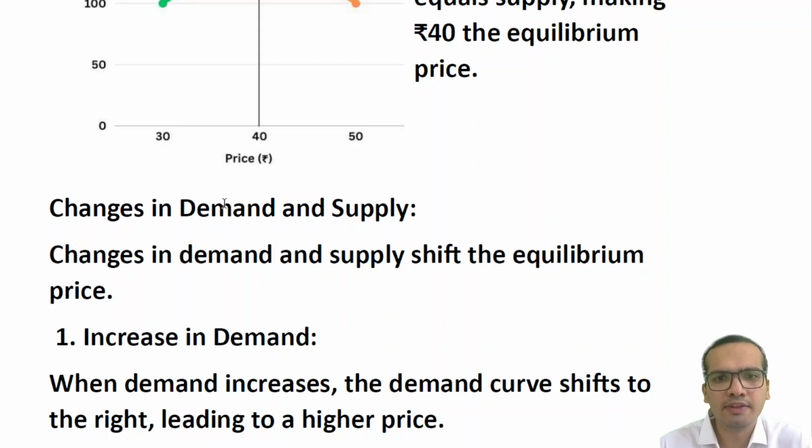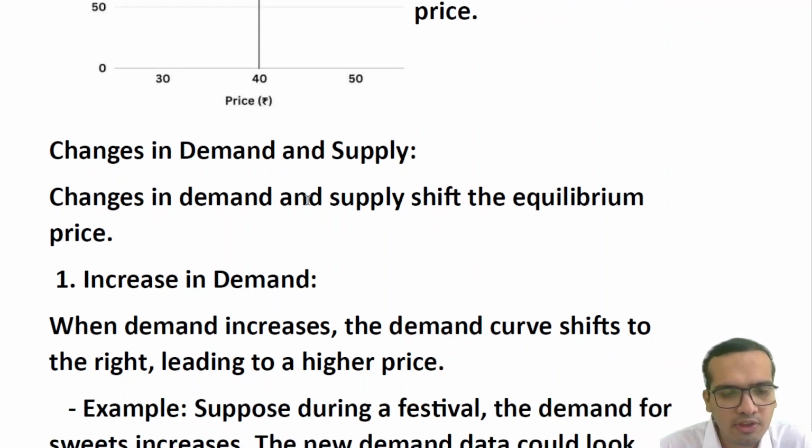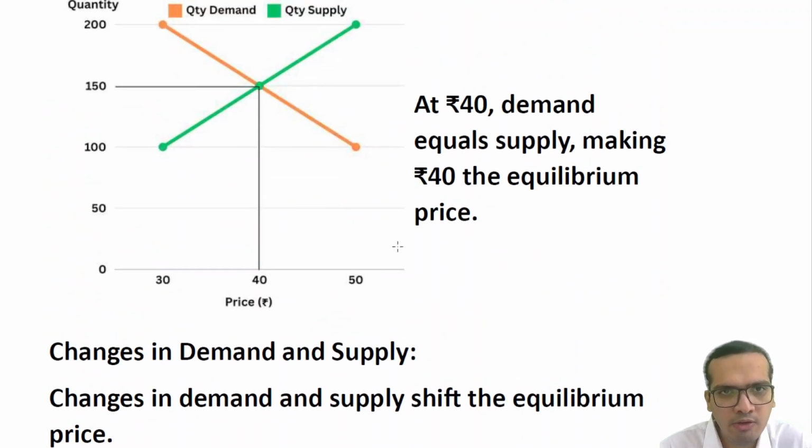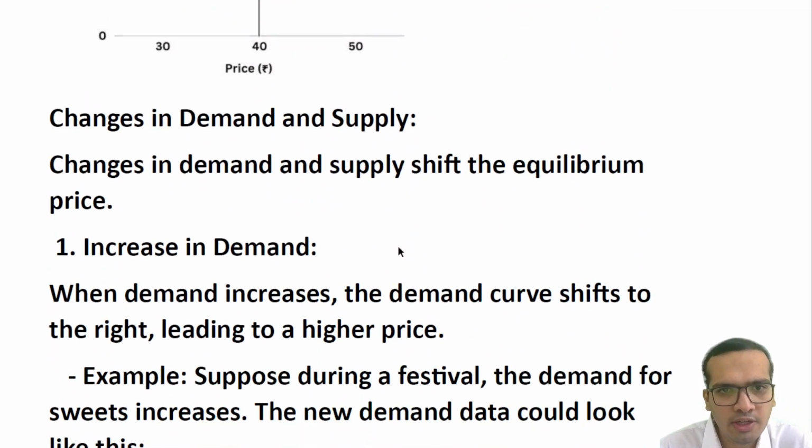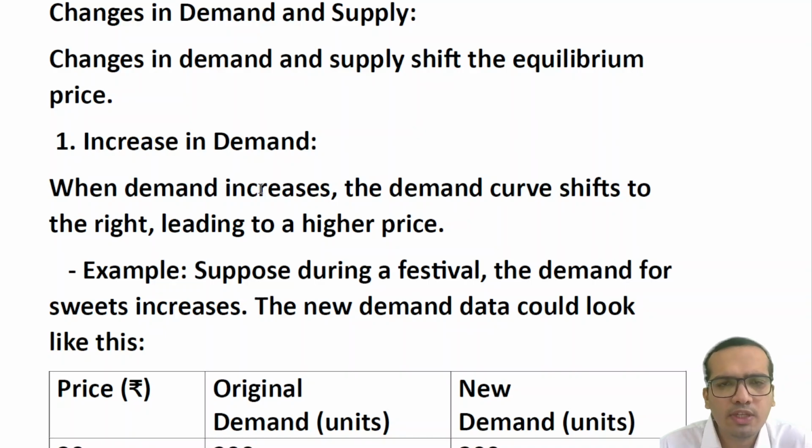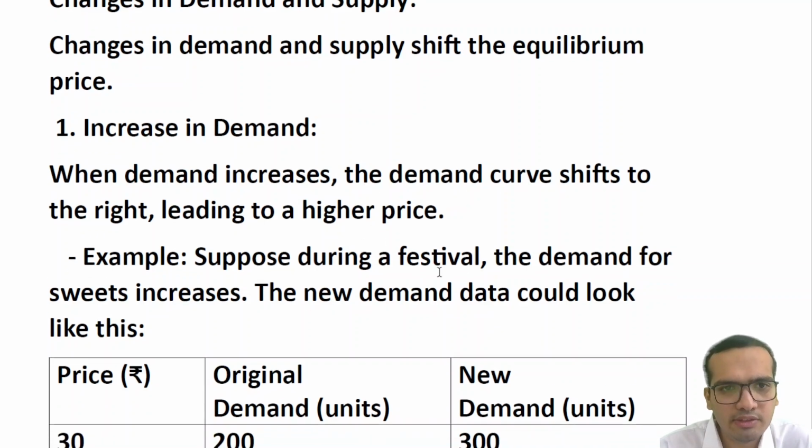Then comes changes in demand and supply. Changes in demand and supply shift the equilibrium price, means there is a shift. So we have created some cases for explaining the theory. First one is an increase in demand. When demand increases, the demand curve shifts to the right, leading to a higher price.